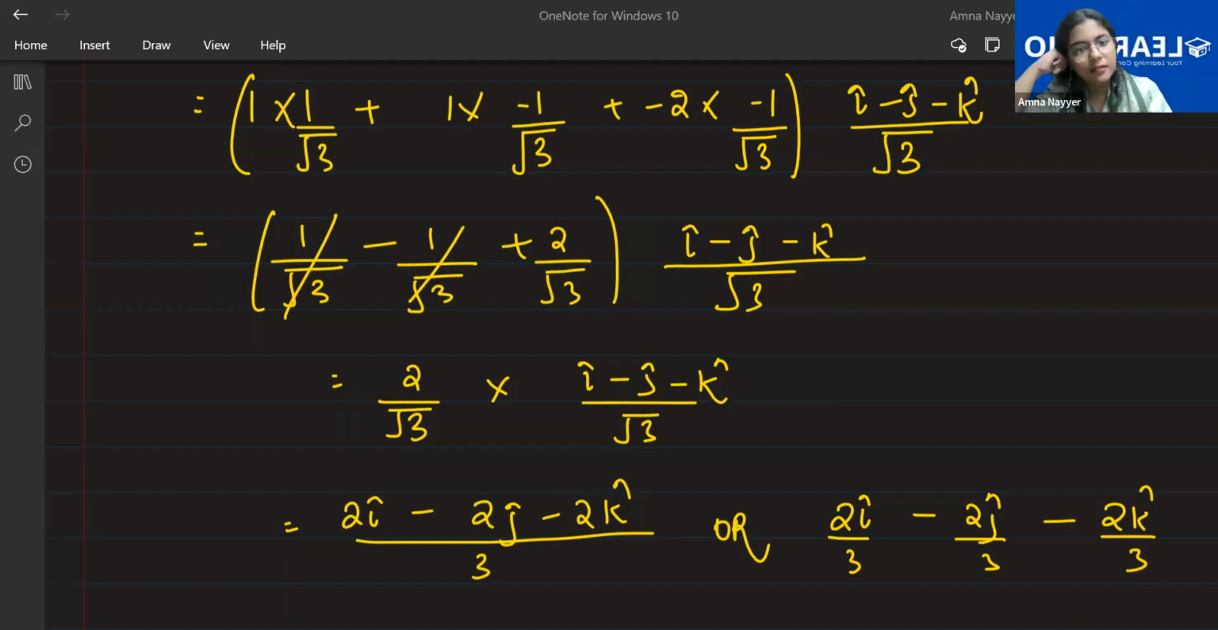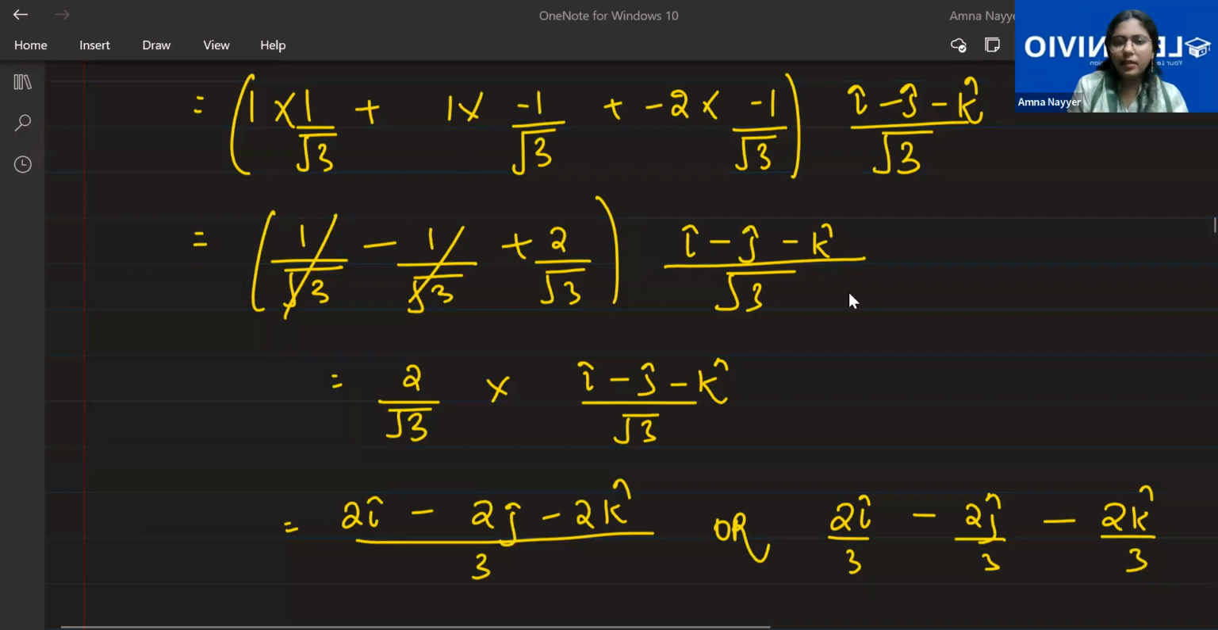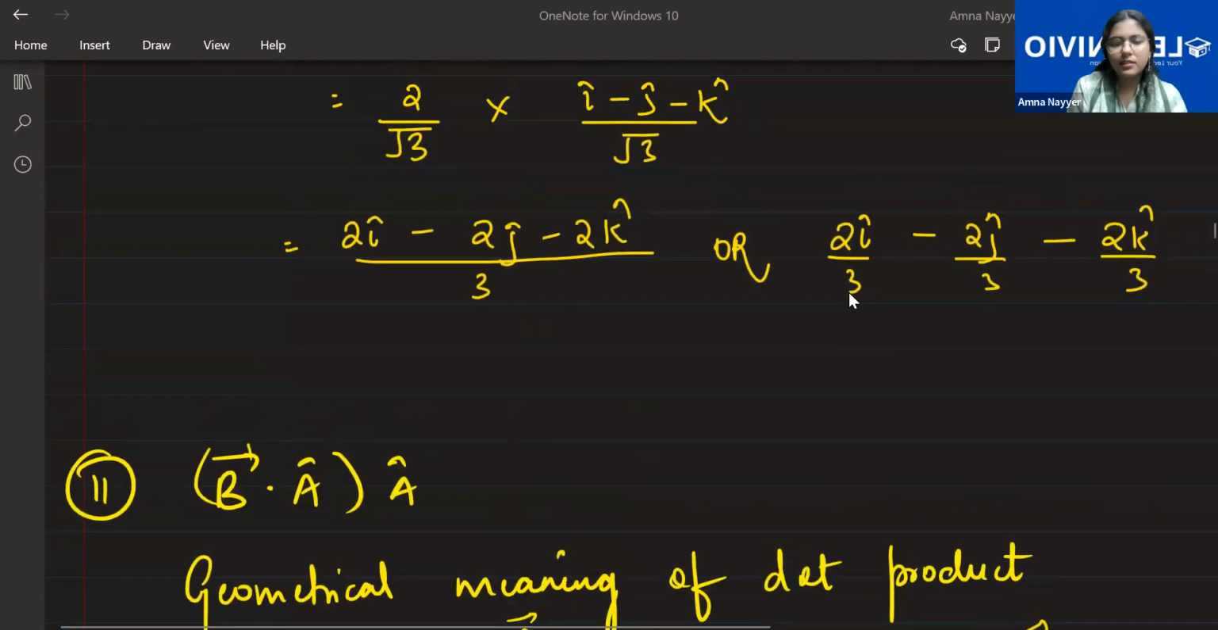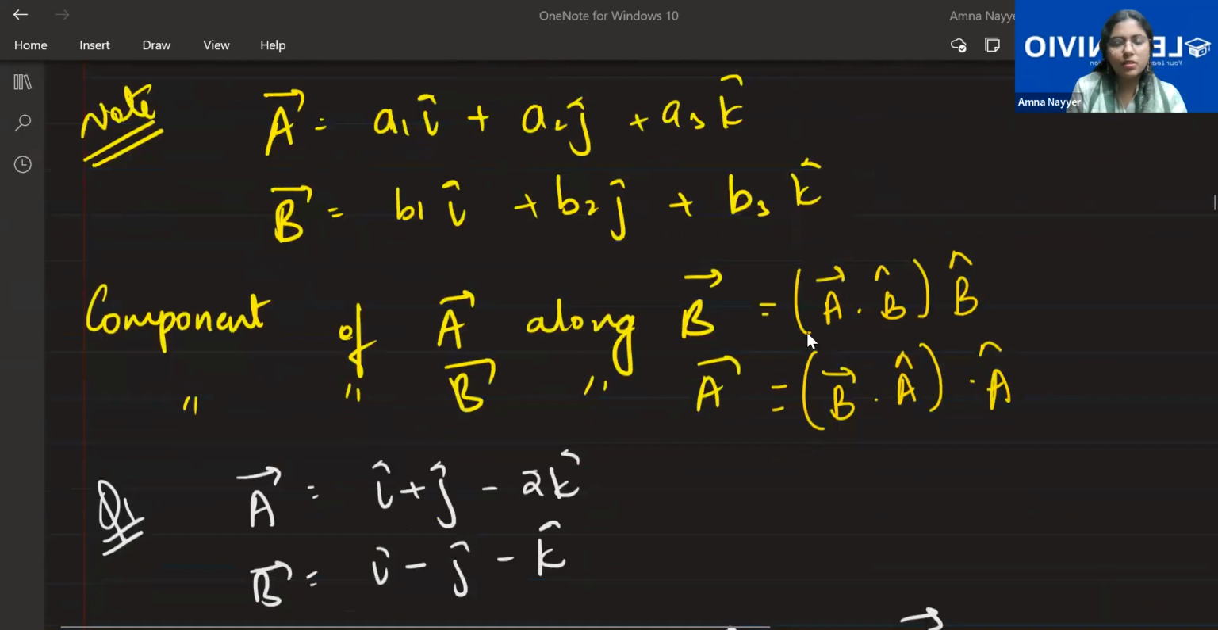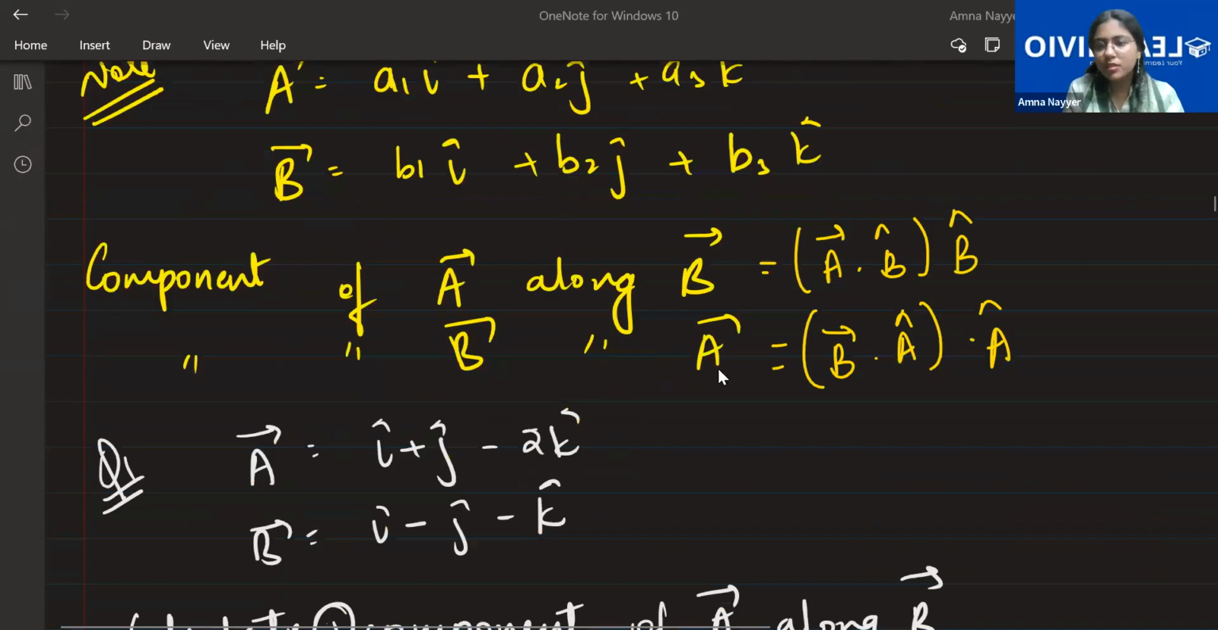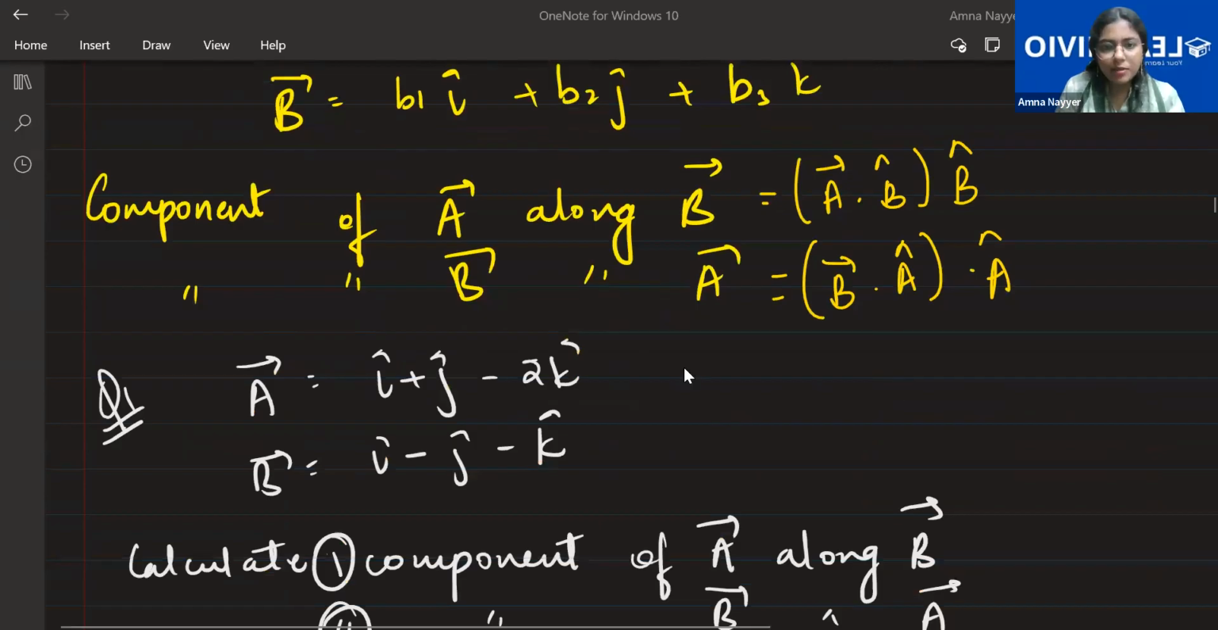I got 6 I cap plus 6 j cap minus 12 k cap by root 6. Multiplying root with root, I think will change it. See, this was I cap plus 2j cap. I hope you all have used the second one, B vector dot A cap. See, what will be the A cap's value? A cap will be vector A, I cap plus j cap minus 2 k cap, divided by its magnitude.